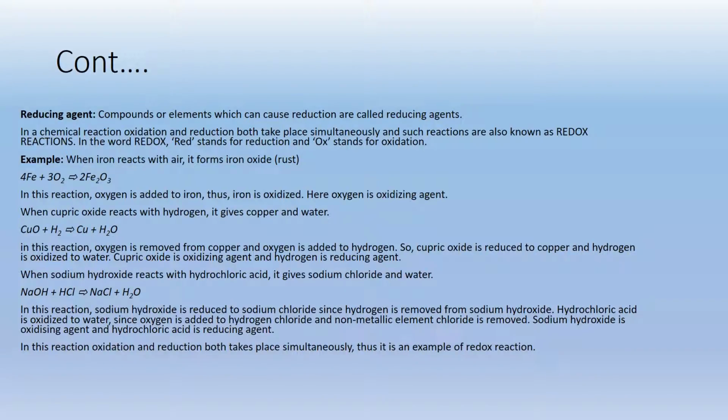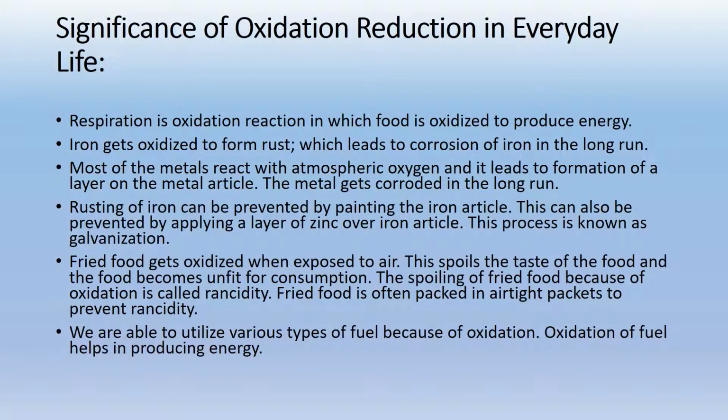When sodium hydroxide reacts with hydrochloric acid, it gives sodium chloride and water. NaOH plus HCl gives NaCl plus H2O. In this reaction, sodium hydroxide is reduced to sodium chloride since hydrogen is removed from sodium hydroxide. Hydrochloric acid is oxidized to water, since oxygen is added to hydrogen chloride and the nonmetallic element chlorine is removed. Sodium hydroxide is the oxidizing agent and hydrochloric acid is the reducing agent. In this reaction, oxidation and reduction both take place simultaneously, thus it is an example of a redox reaction.